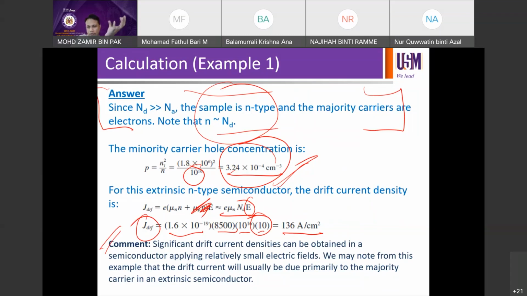Typically, your J drift component will be dominated by one type of carrier, either holes or electrons, unless it's mentioned that your ND or NA is not that high. The majority carrier concentration is not that high. In this case, 10 to the 16 is considered high. If your ND is only like 10 to the 13 or 14, slightly doped, then the contribution from your minority carriers will be more significant. And in that case, you might want to calculate both components, even though typically it's due to majority carriers.